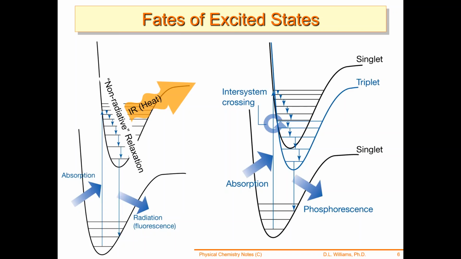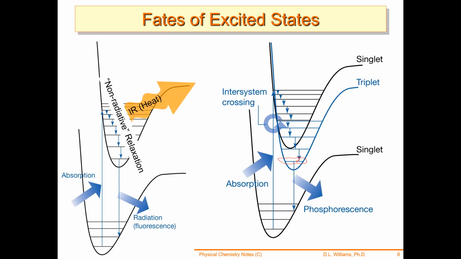Now, if you get intersystem crossing, notice how, if it comes up in a singlet to singlet transition here, it can do non-radiative relaxation, and then there's a nice match in those vibrational energy levels, and so it can do intersystem crossing and get from a singlet state to a triplet state, and it can do more non-radiative relaxation and get lower in energy.